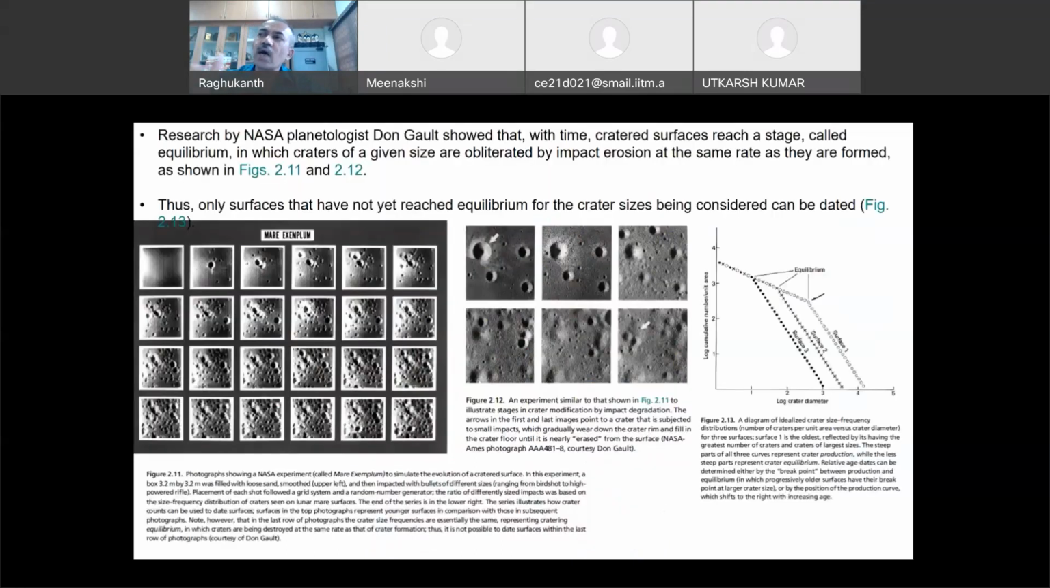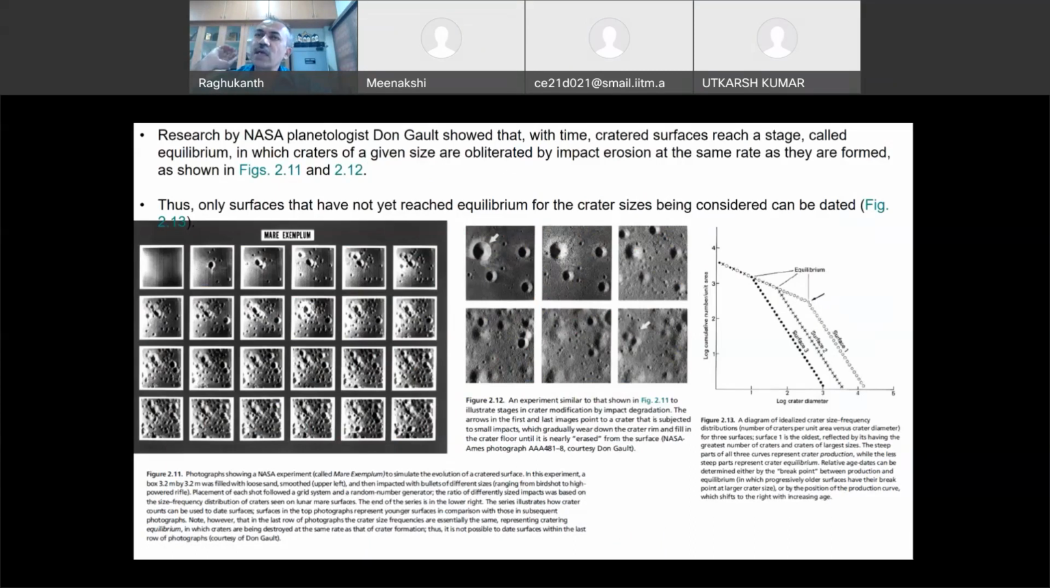Last class I already showed you that depending on how many craters are there, we can find out the age. If there are more craters, that means that area is ancient. These graphs show log cumulative number per unit area. You count the number of craters and then plot this type of graph. You can see where crater equilibrium is reached, and then you can easily find out the relative age. Basically, we will not be able to get the absolute age, but relative ages can be found out.